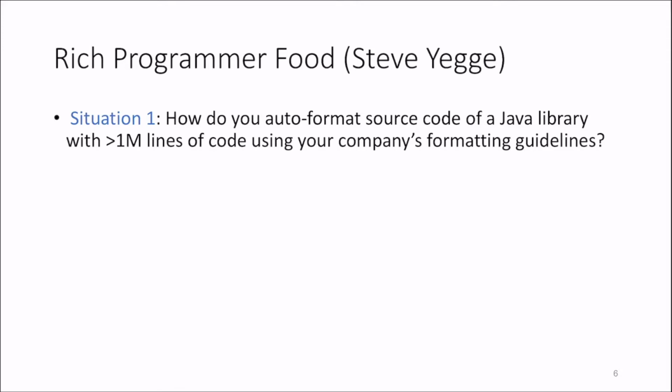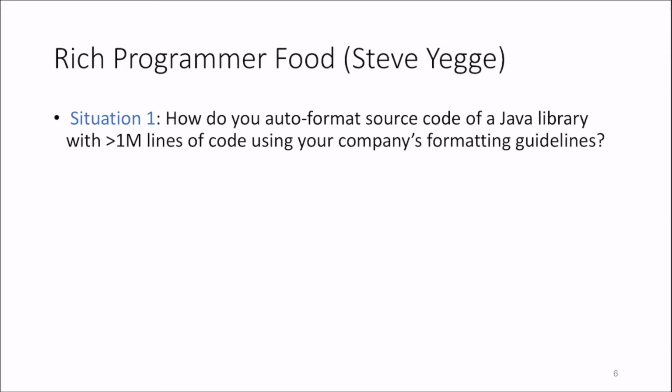The first situation he talks about is how do you auto-format the source code of a Java library with a lot of lines of code, like more than 1 million, when someone in your company has come up with formatting guidelines that are not standard. So you need to auto-format the source code of everybody's submissions to this Java library and make sure it's obeying these formatting guidelines. Well, it's not going to be feasible to do it by hand, and you can't just hack it. You could try to do that, but you'll often run into problems because your ad hoc solution is too hacky.